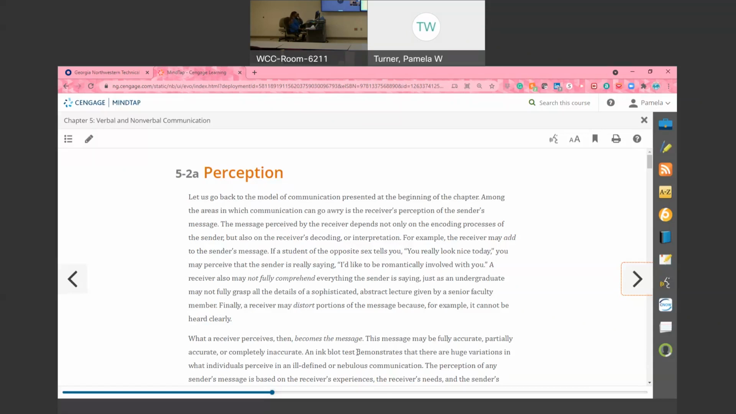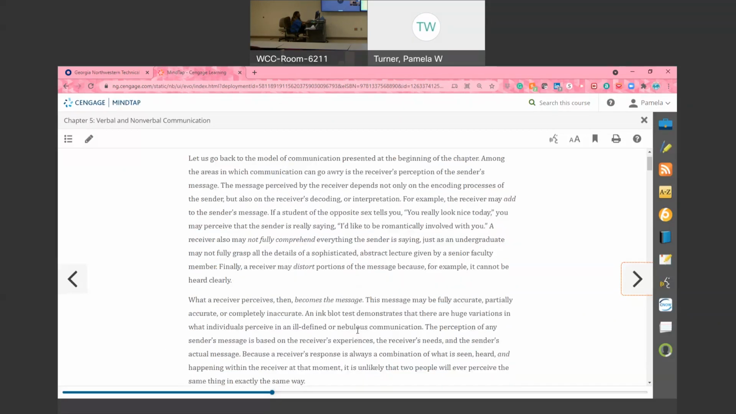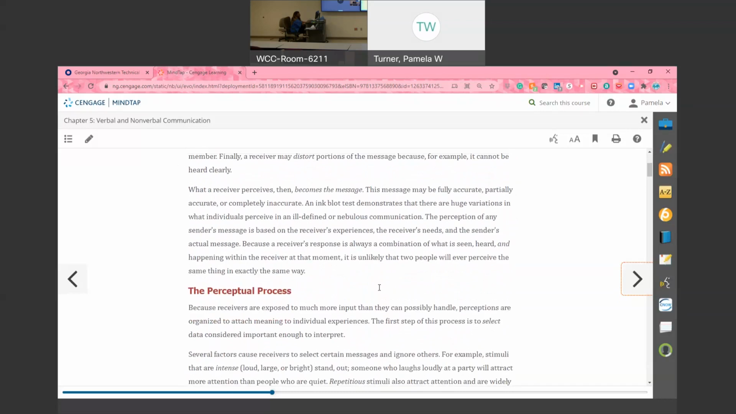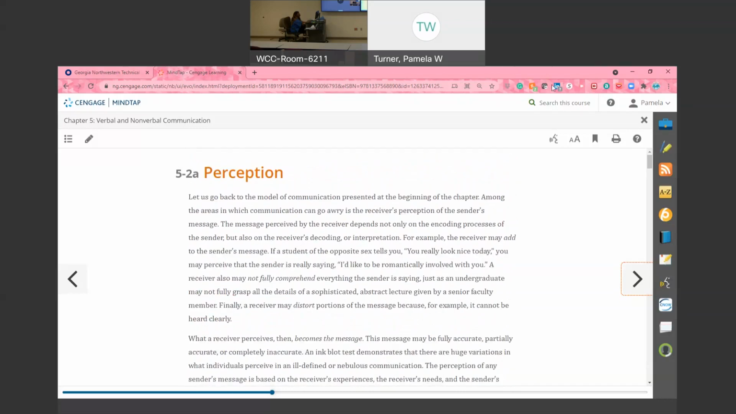So when I get the message and then I understand the message, it must be fully accurate, partially accurate, or completely inaccurate, right? An ink blot test demonstrates there are huge variations of what people perceive as ill-defined or nebulous communication. The patterns of the sender's message are based on the receiver's experience. Okay, so let me just show you what that means. They were referring to the ink blot.